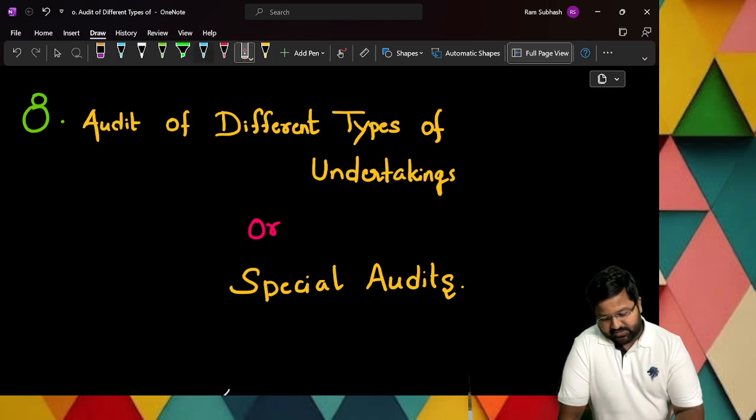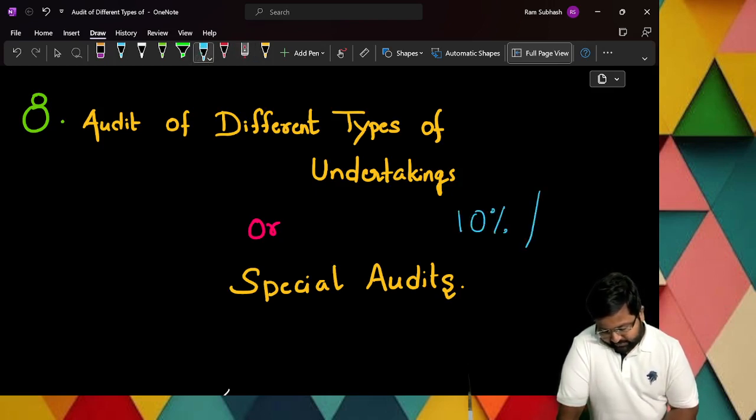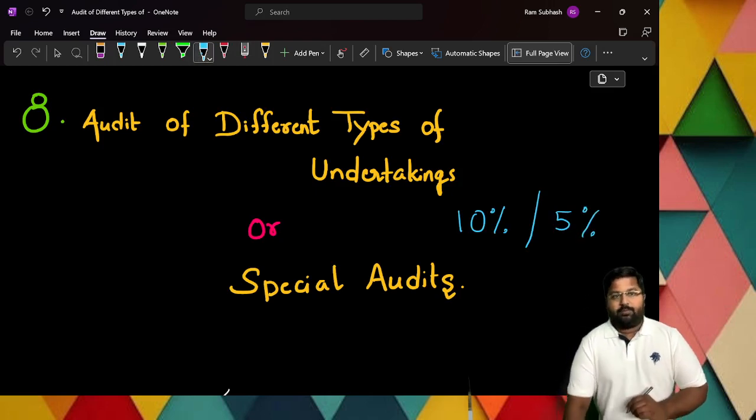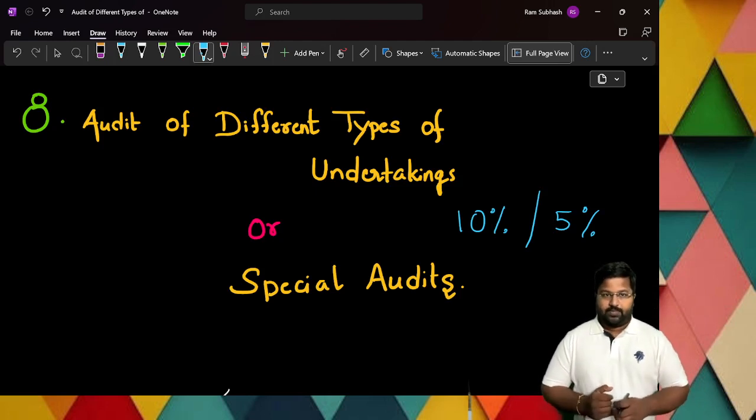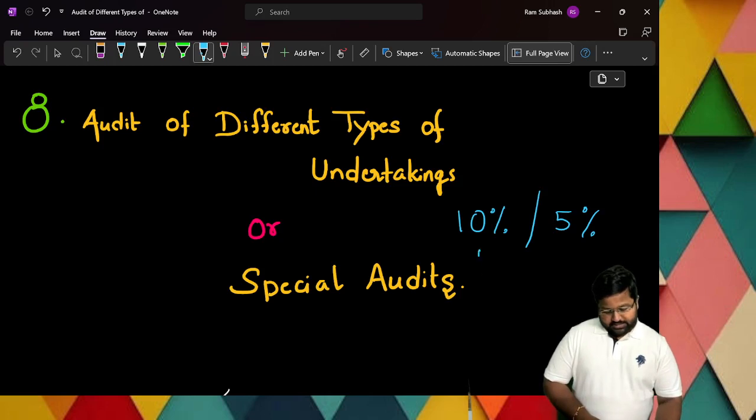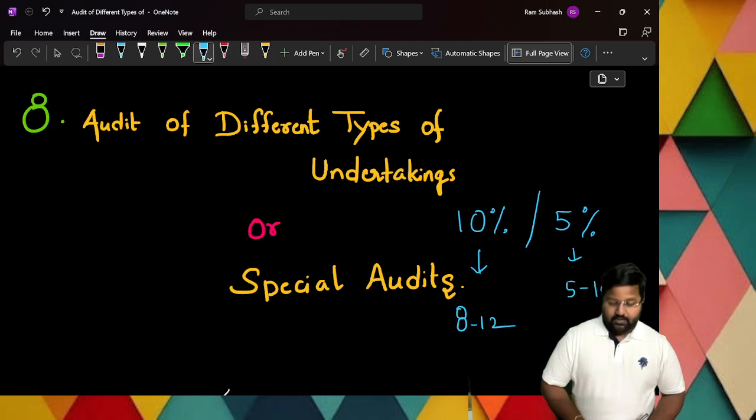This area has a weightage of 10%. What is the marks weightage? It is 10% for CMA Inter and for Final it is 5%. I'm telling you the percentage, not the marks. The marks may vary: at Inter level, 8 to 12 marks, and at Final level, 5 to 10 marks.